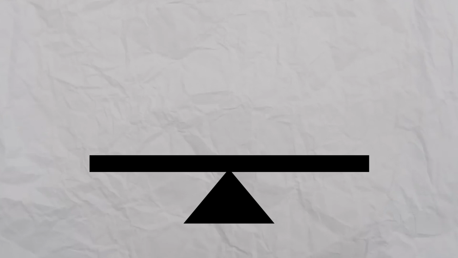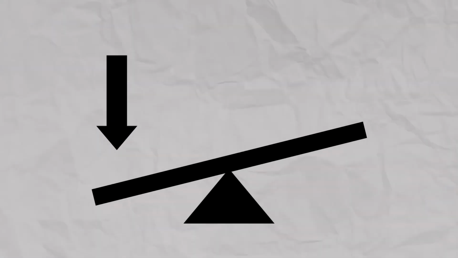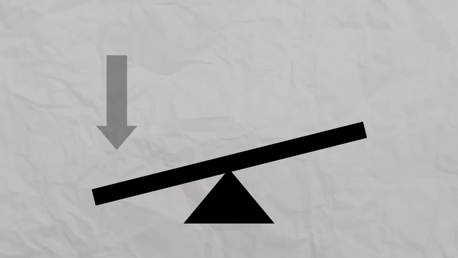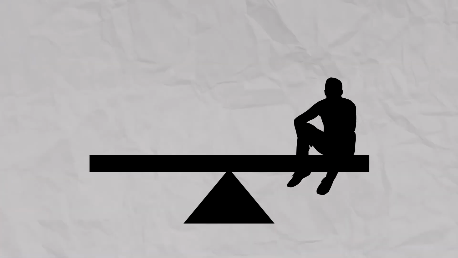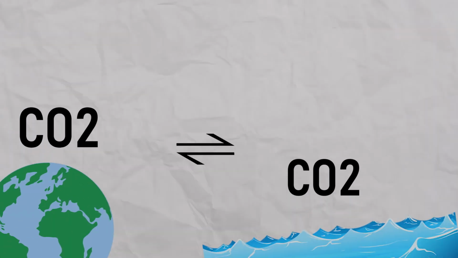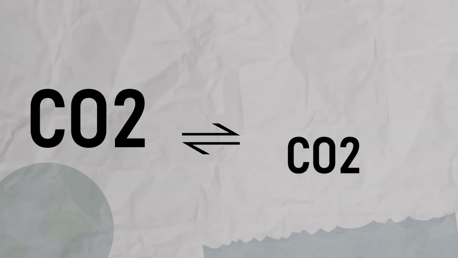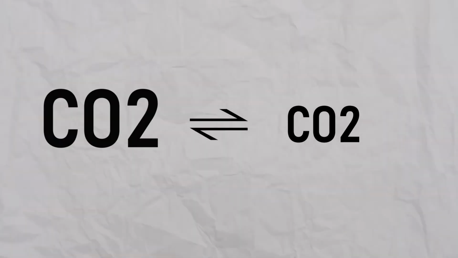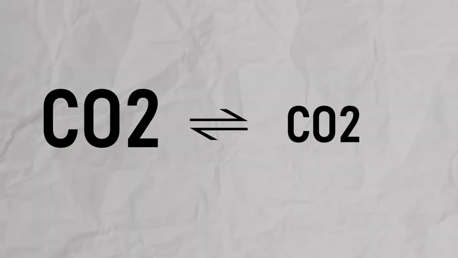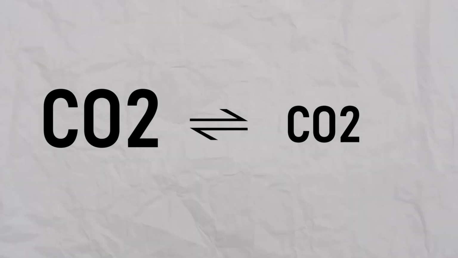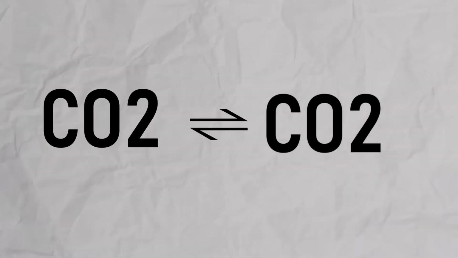Le Chatelier's principle states that if a change is made to a system at equilibrium, the position of equilibrium will shift in order to counteract that change. So, in order to counteract the increase of carbon dioxide in the atmosphere, the equilibrium between carbon dioxide in the atmosphere and the carbon dioxide dissolved in the ocean shifts towards the right, which means there will be more carbon dioxide dissolved in the ocean.